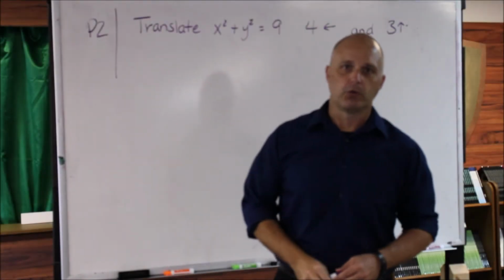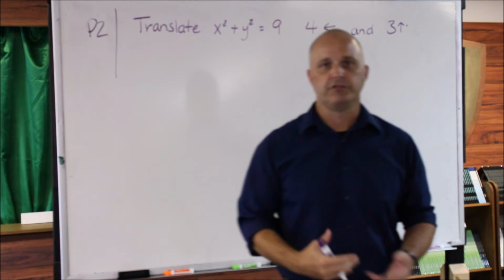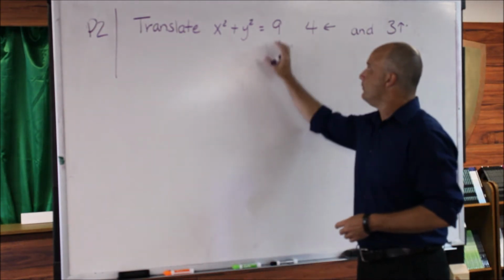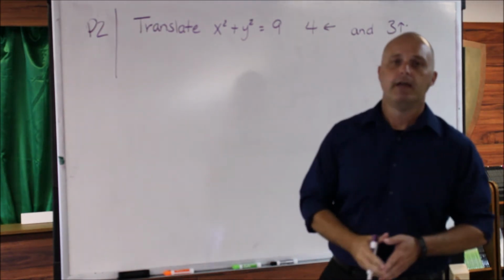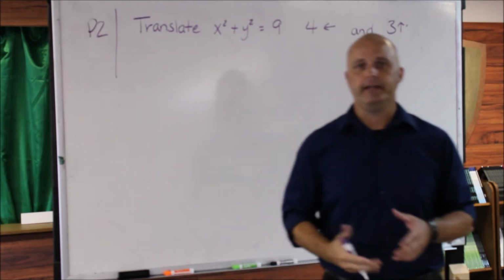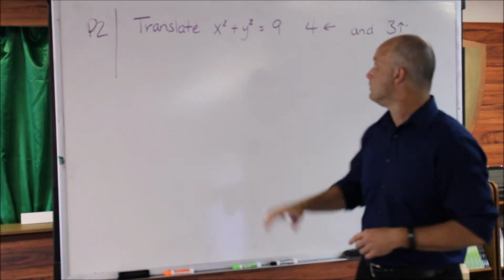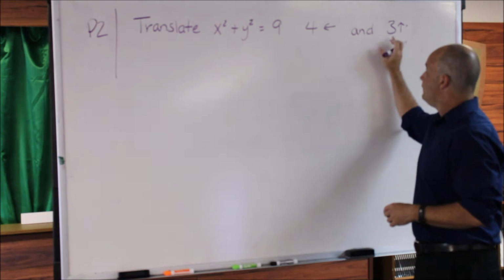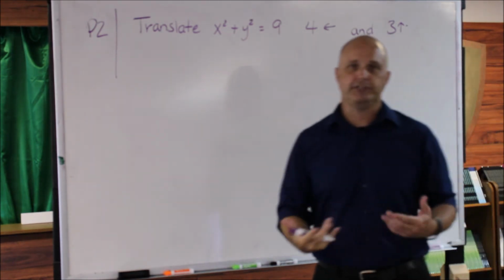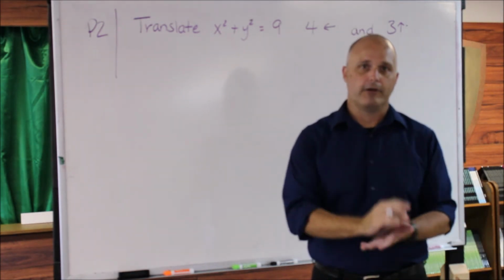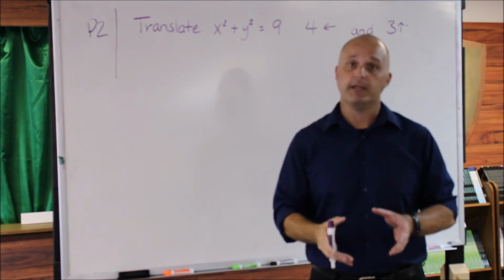For problem number 2, we're given the standard form equation, which is x squared plus y squared, and we're told that r squared is equal to 9. Then we're being told to translate our center 4 units left and 3 units up. So this is actually a relatively easy thing to do.